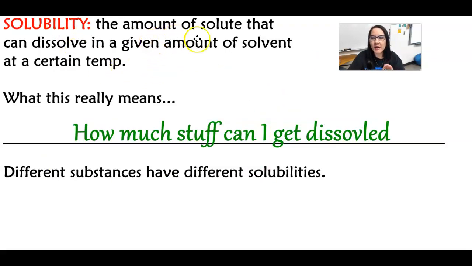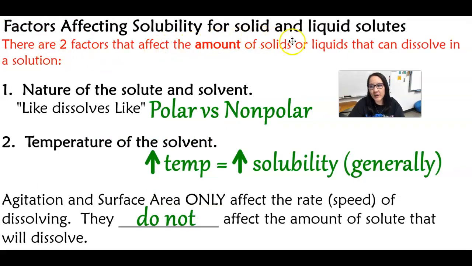Solubility is going to be the amount of solute that can dissolve in a given amount of solvent at a certain temperature. So what this means is it's how much you can dissolve of a substance in a solvent. Different substances have different solubilities. Factors affecting solubility for solid and liquid solutes, there are 2 of them that affect how much solid or liquid you can dissolve in a solution.